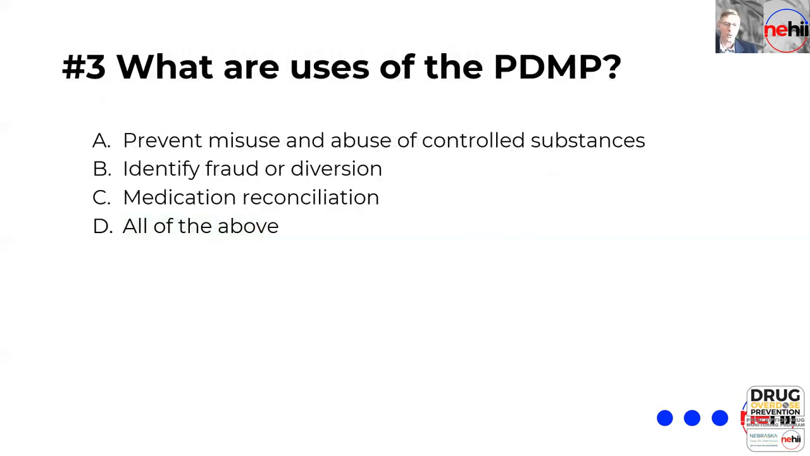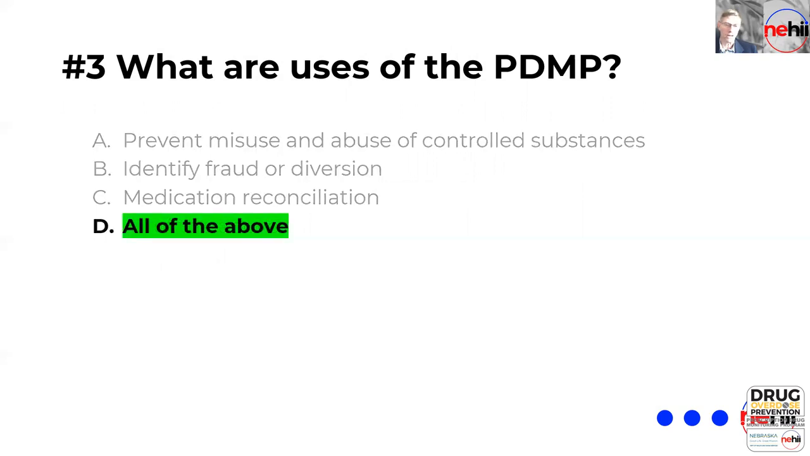Question 3, what are uses of the PDMP? To prevent misuse and abuse of controlled substances, to identify fraud or diversion, medication reconciliation, or all of the above? The correct answer here is D, all of the above. Each of these are appropriate uses and available to be used for the PDMP.